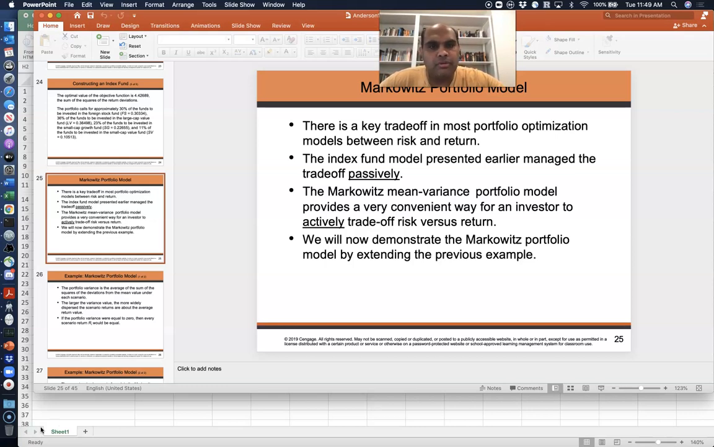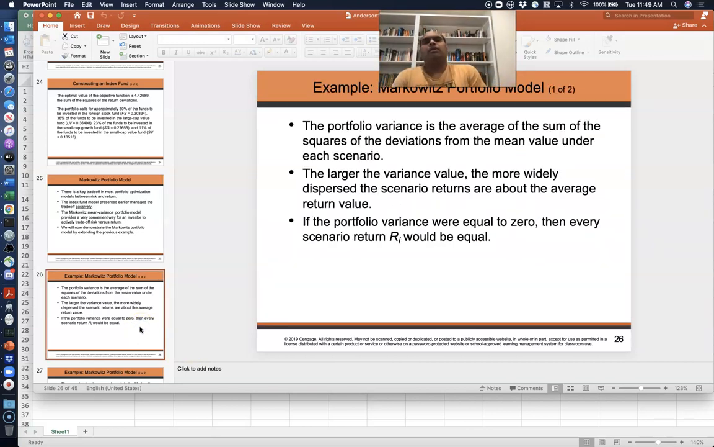So we'll take a very similar example to the one we had before. We'll demonstrate the Markowitz portfolio model by extending the index fund model that you have. Now, the portfolio variance is the average of the sum of the squares of the deviations from the mean value under each scenario. So what does this mean? You look at the average value for each of the scenarios. That was the return 1, return 2, return 3 that we calculated in the index fund. And then you find the average of those 5 returns, and then you calculate the variance based off of the average of the different returns that you have.